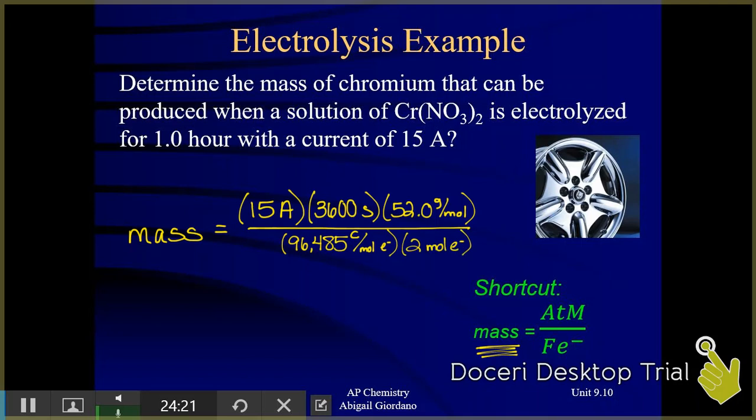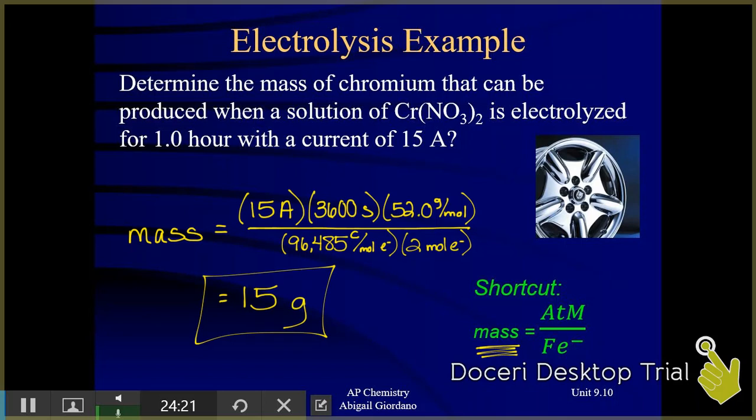Okay, and if you don't believe me, if you do 15 times 3600 times 15 divided by Faraday's constant divided by 2 and round to 2 significant figures, we will get that same answer again. It's just a little shortcut.